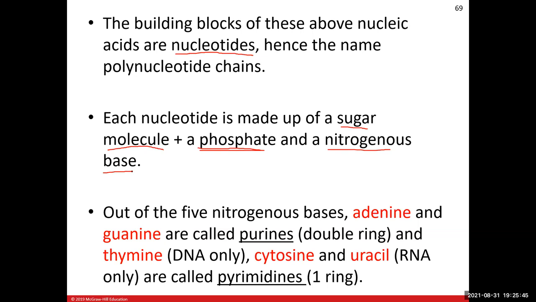the different nitrogenous bases. All right, so for this course, in this class, I'm going to keep it simple. There are 5 nitrogenous bases. The first two that I'm going to mention to you are adenine and guanine, and those are called purines. They have a double ring. Both of those molecules have a double ring. The other 3, thymine, cytosine, and uracil, those are called pyrimidines, and those have one ring.